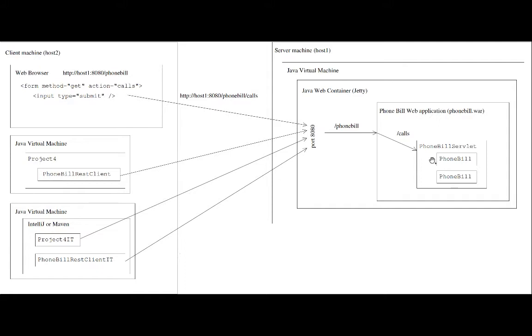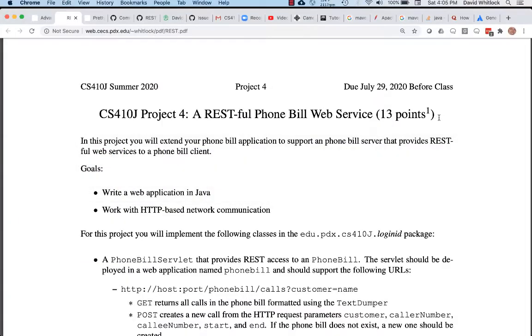All this bottoms out into what's called a servlet. There's a standard Java API that provides objects that handle HTTP requests and return or populate HTTP responses, which are then sent back to the client. And so a big part of your project 4 will be implementing this phone bill servlet, the servlet that implements the REST API. And the REST API is spelled out in the assignment.